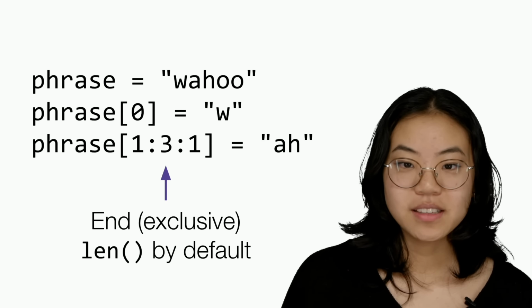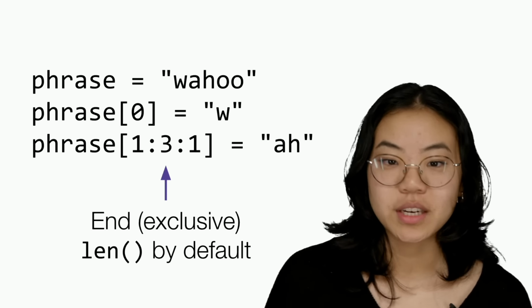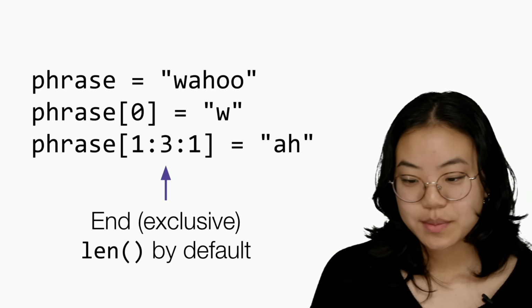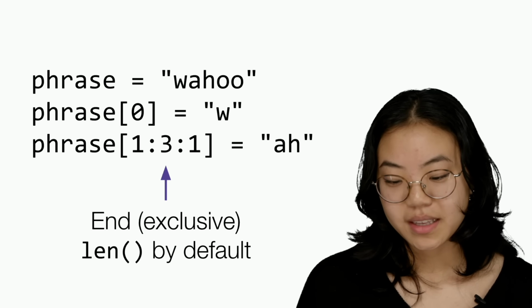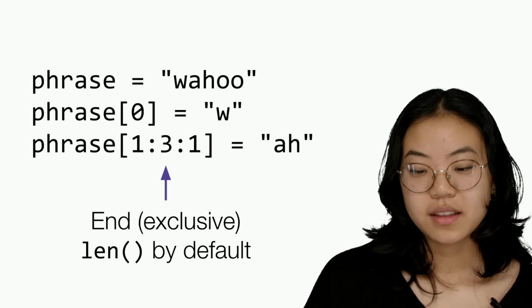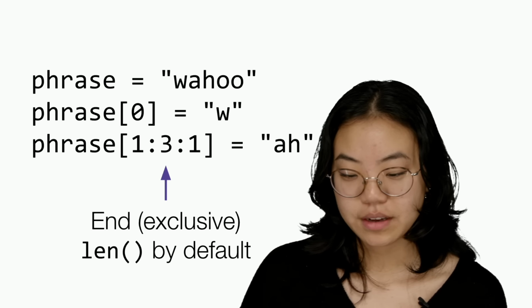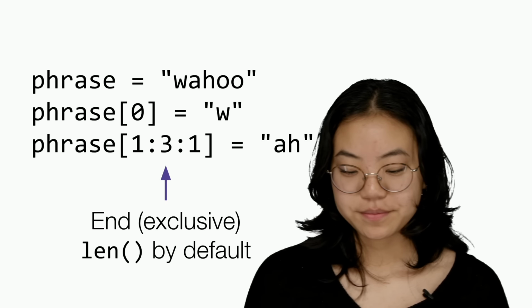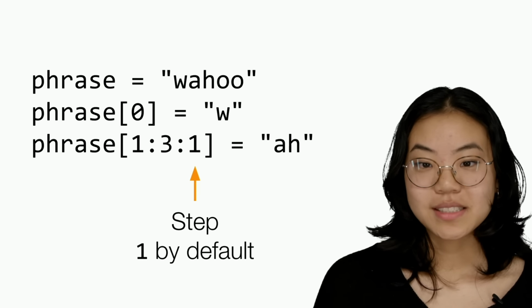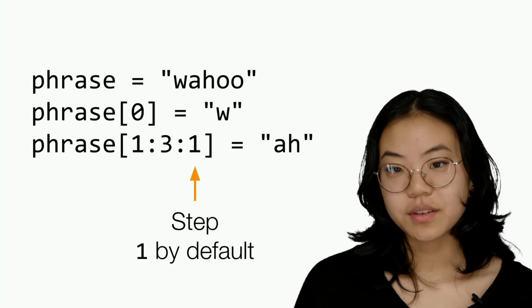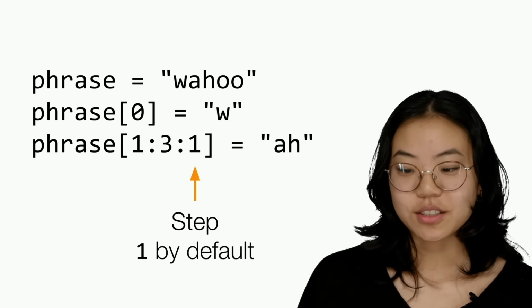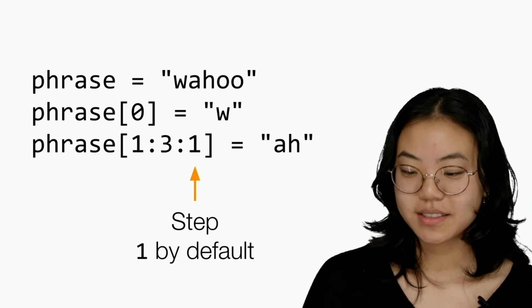Then you have the end, which is exclusive, just like we saw in range. If you don't specify this parameter, then it will be the length of the phrase by default, so it'll go up to the end of the string. Then we have the step, which is also 1 by default, so it'll go character by character unless you specify otherwise.